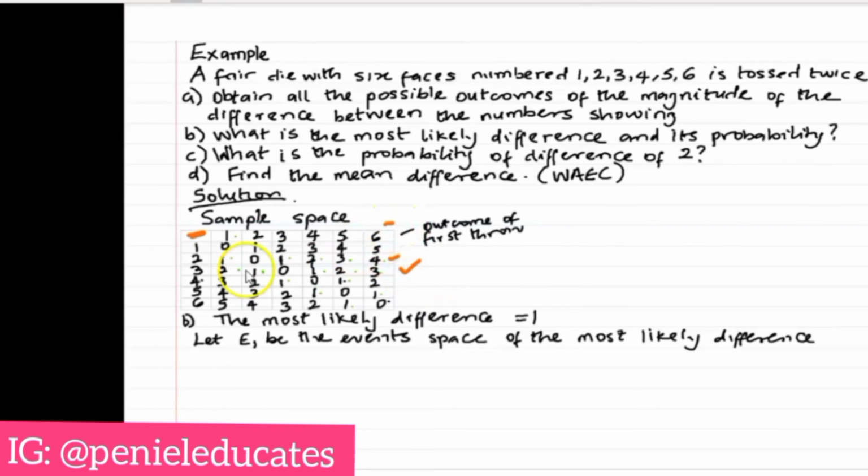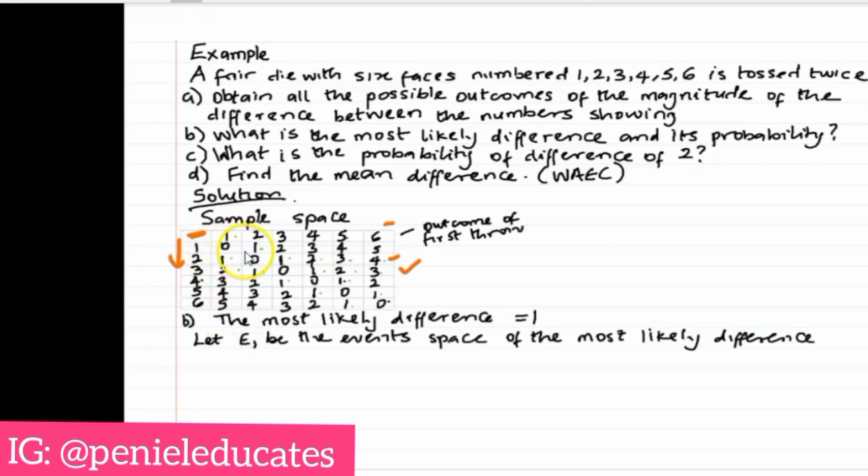So this is the first throw, and this is the second throw in the column here. So the first throw is in the row. Now we are asked to find what is the most likely difference and its probability. What is the most likely difference and its probability? Now, the most likely difference is 1.